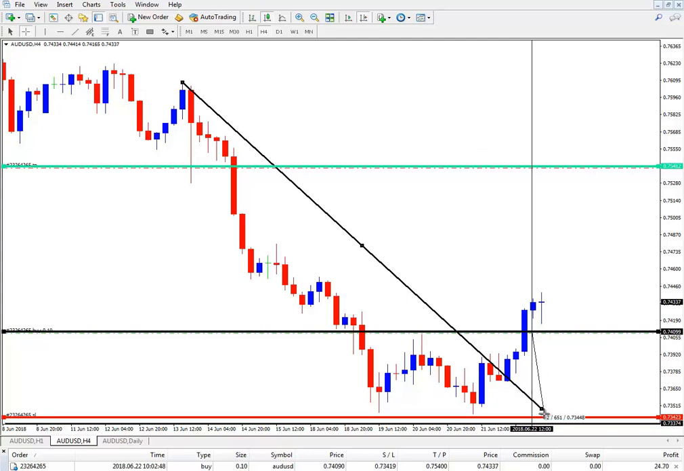I will risk only 64 to 65 pips, and my profit will be 120 pips. That means almost 1:2, and already I'm in profit at 24 pips.